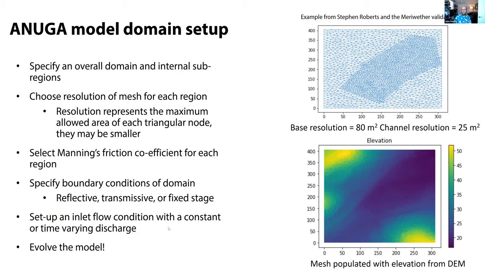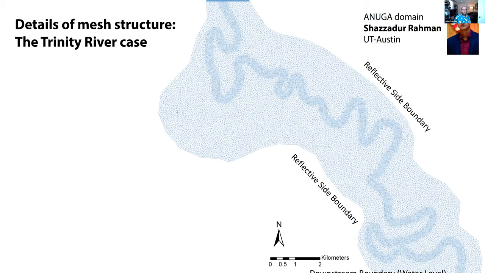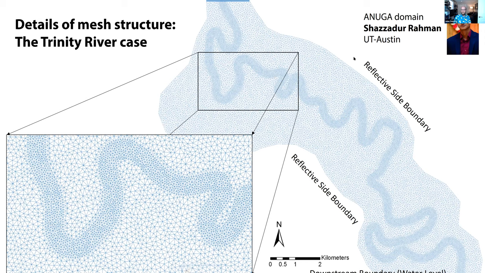So, just showcasing again some of the details of that kind of mesh structure. You can see this is some of the work from Shahzad, his work on the Trinity River, showing the population of the mesh with a very high resolution domain about the channel of the river itself, and then coarsening out as we move into the floodplain. It also shows that since it's an irregular mesh, not every triangular node within a domain has to be the same cell size as each other. You're just specifying a maximum cell size.